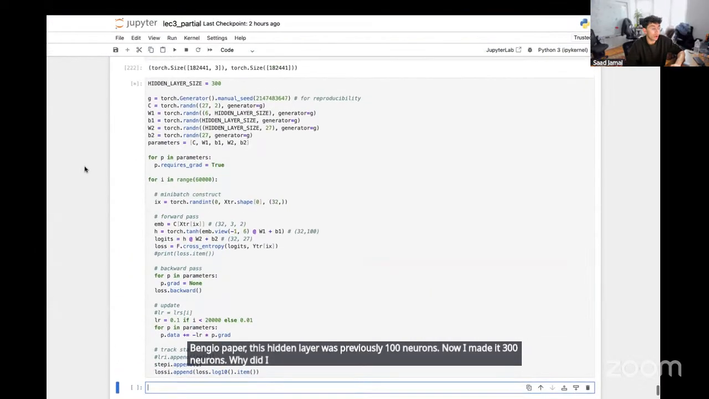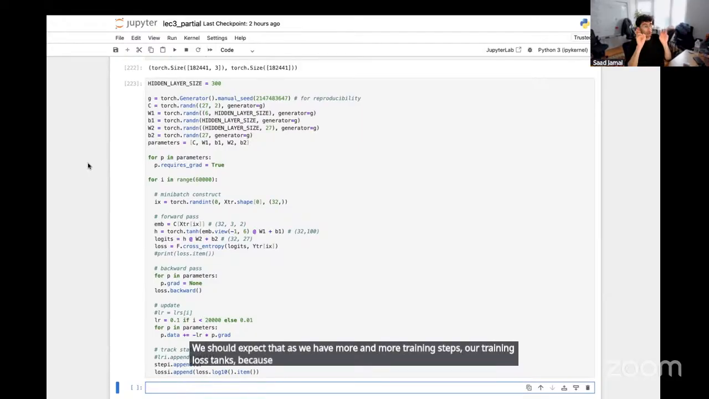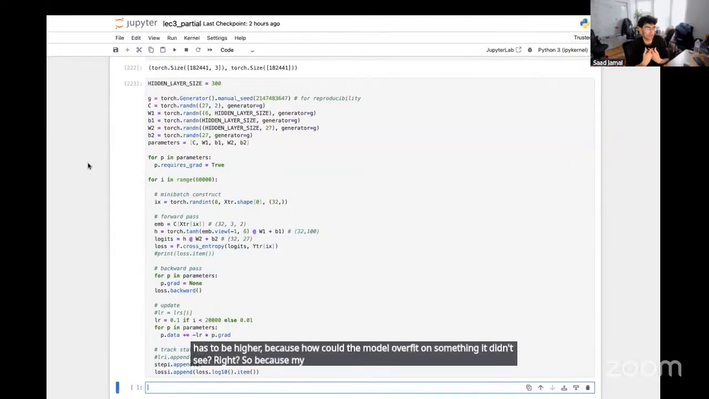Why did I do that? Remember, I told you my training loss and my validation loss were almost the same. We should expect that as we have more and more training steps, our training loss tanks because our model basically overfits and achieves an almost zero training loss. But our validation loss, which is on data that the model did not see at training time, has to be higher, because how could the model overfit on something it didn't see? Because my training loss was equal to my validation loss, I know that my model is struggling to predict even the training data. I need a bigger model.